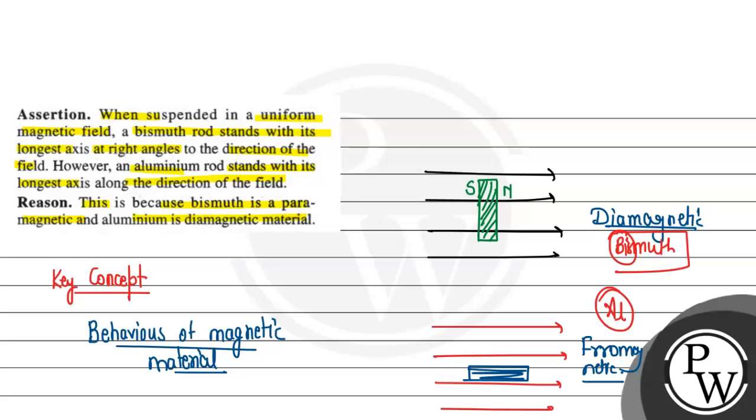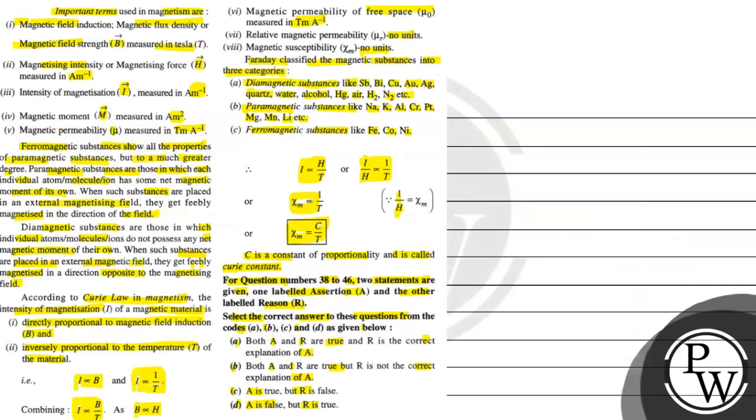So the assertion is true. The reason says this is because bismuth is paramagnetic and aluminum is diamagnetic, so that is wrong. If we code it, our assertion is true, but the reason is false. So this is the answer for this question. I hope you understand it well. Best of luck. Thank you.